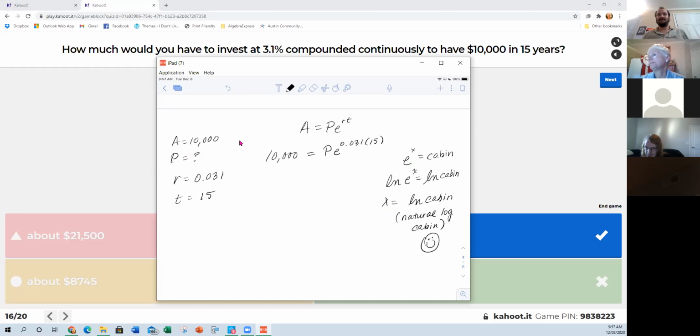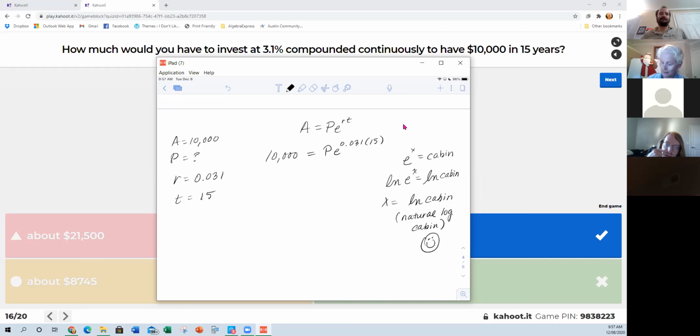So over here, A equals P e to the rt is what we're using because we're compounding continuously. We want to know how much we would have to invest to get $10,000. So A is 10,000, P we don't know, that's what we're looking for. Interest rate is 0.031 and t is 15. So you really don't need to use logarithms at all in this problem.